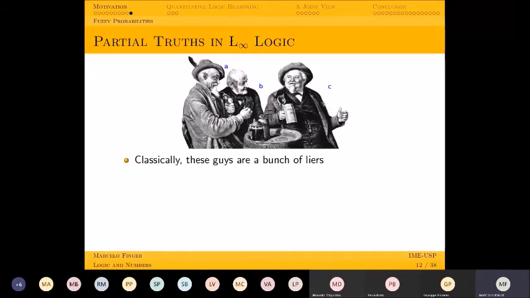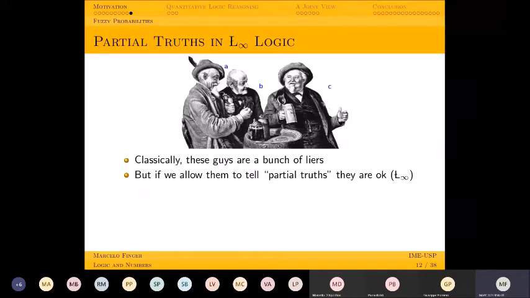Then I noticed that when you have partial truth, like in Lukasiewicz infinitely-valued logic, the three drunk liars are not liars anymore. Classically, these guys are a bunch of liars. But if you allow them to tell partial truths, then it's consistent that they come 60% of the time, and every night at least two of them are present. We have to interpret that.